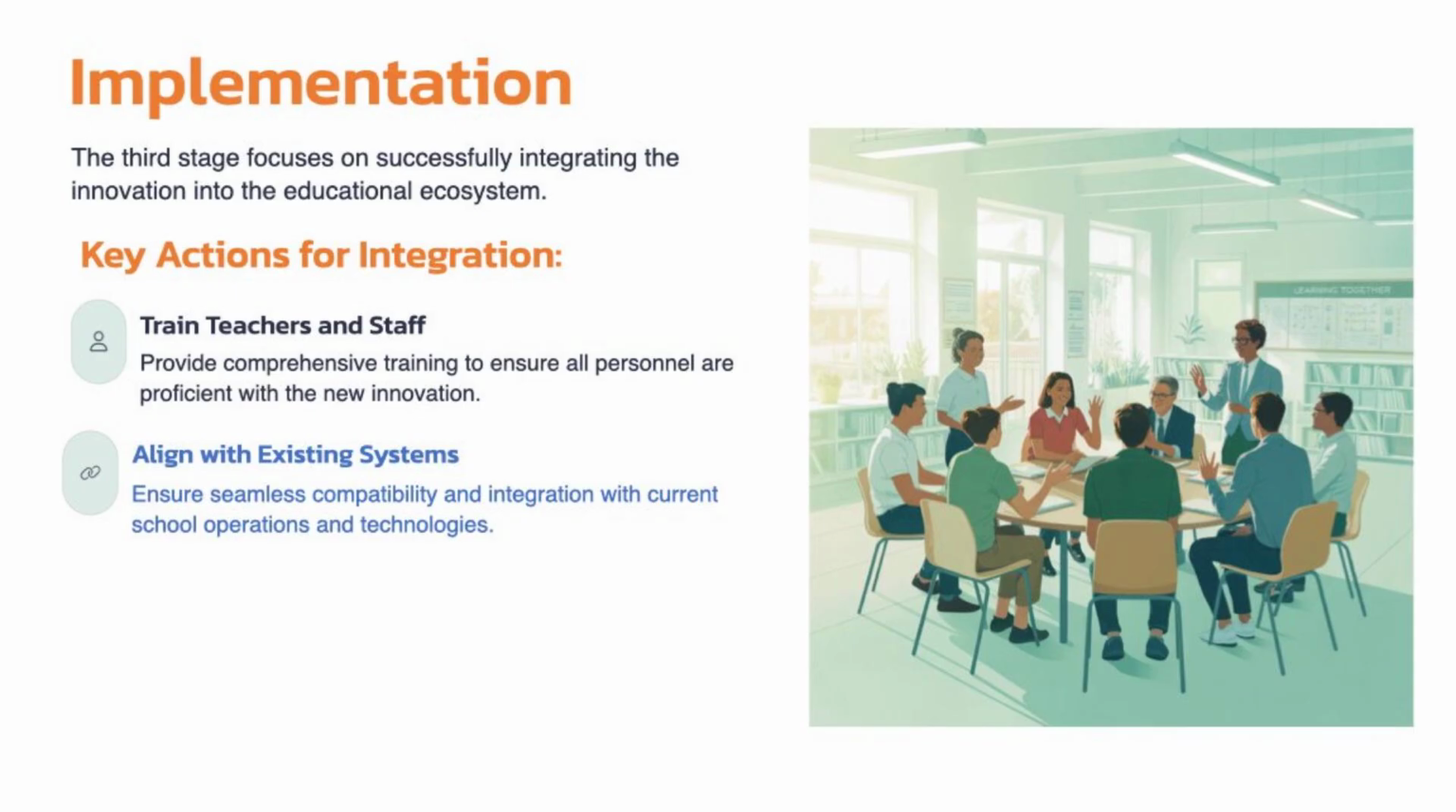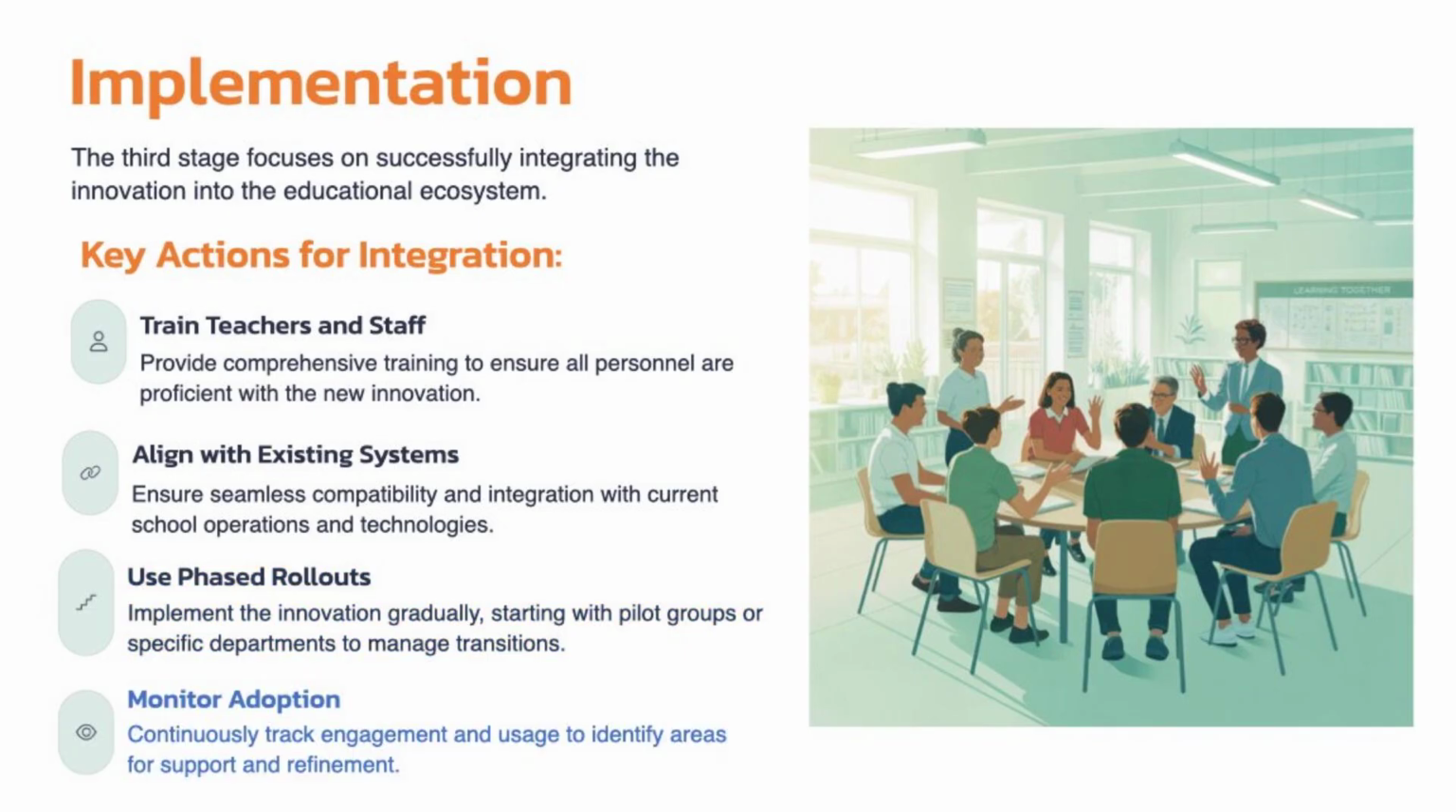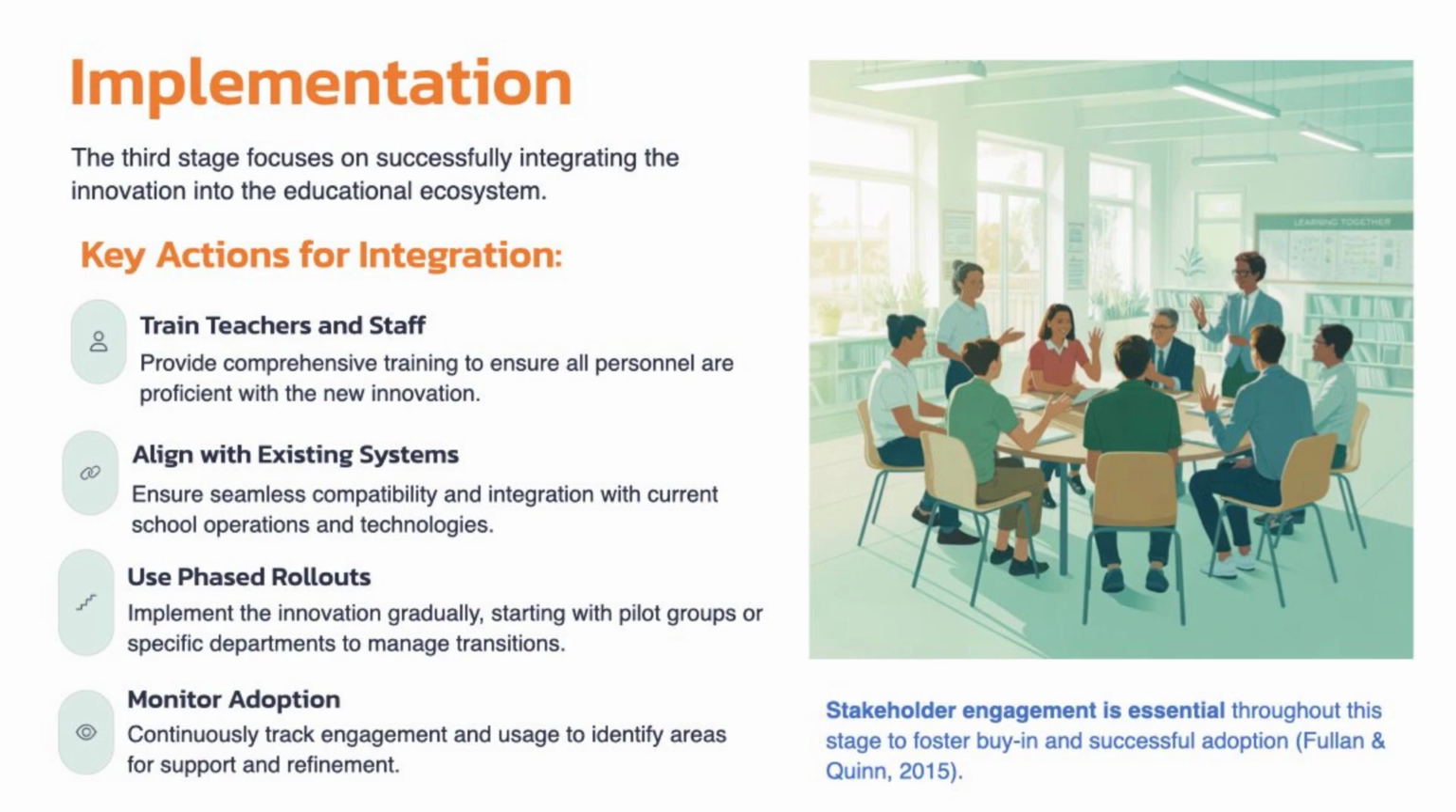Next, we need to align the innovation with existing systems so that it fits smoothly with current workflows and technologies. It's also important to use phased rollouts. Start small, like in one department, and expand once things are working well. Finally, we must monitor adoption. Check if users are engaging with the innovation and identify what needs adjusting. According to Fullen and Quinn, 2015, stakeholder engagement is essential. If people don't feel ownership, innovation won't succeed. So in this stage, communication and collaboration matter just as much as the innovation itself.